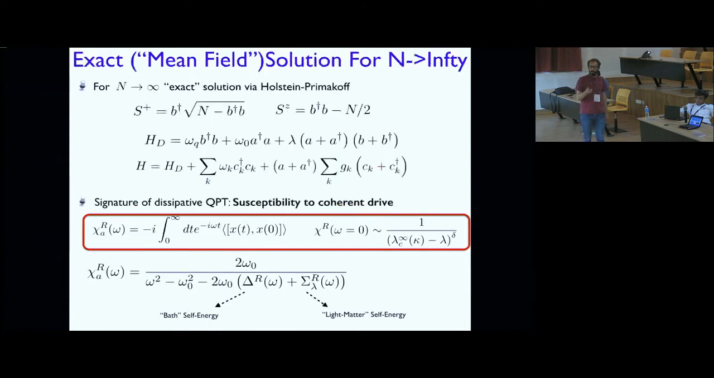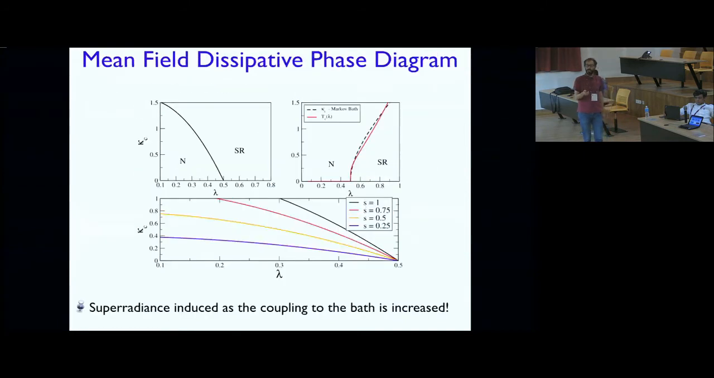So you can compute the susceptibility to a coherent drive, which is a sort of measure of how the system will react to an external perturbation of the order parameter. And if you do this calculation and get the phase diagram, you find a result which I first found pretty interesting. So I'm plotting again the coupling to the bath as a function of light-matter coupling. And here you see that the phase diagram is qualitatively different.